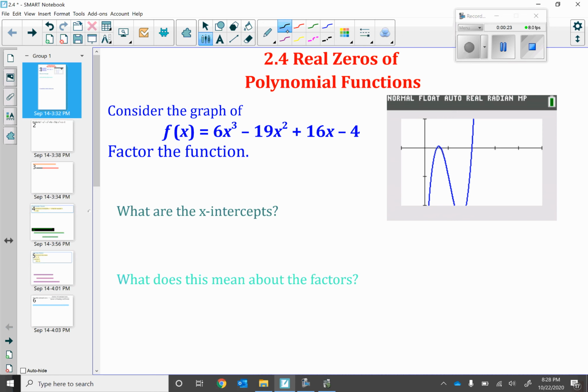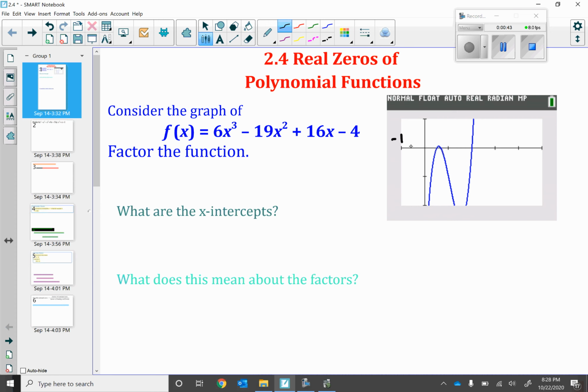So factor means, we know this, get all the things that multiply together to get this function. If I look at it, it's not a quadratic, so it's not going to use the quadratic formula, and it doesn't look pretty easily factorable. So what do I do? Well, I can use the graph a little bit.